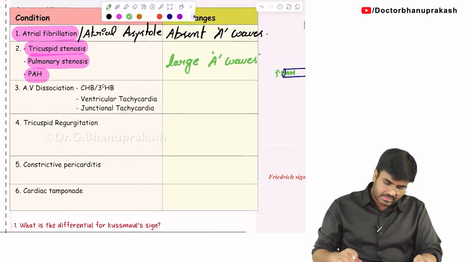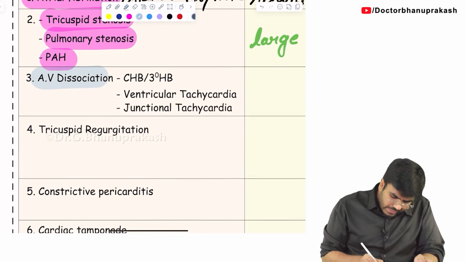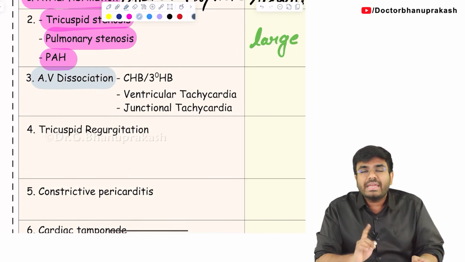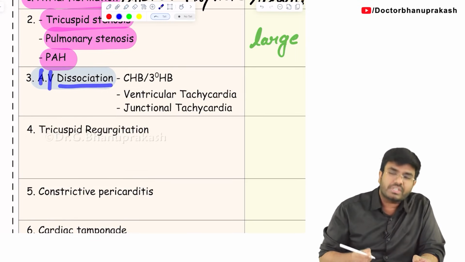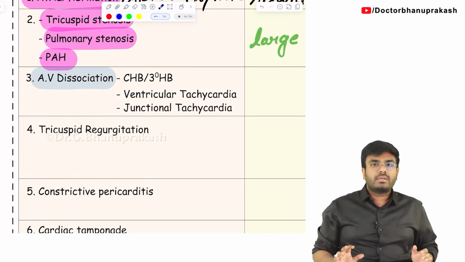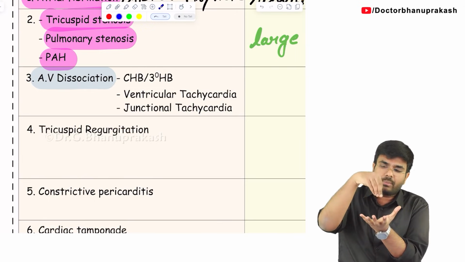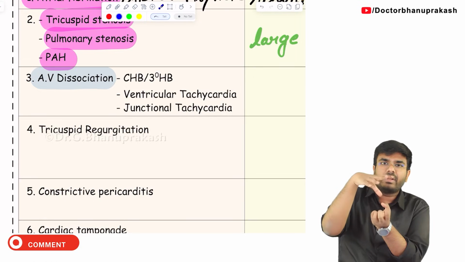Done. Next, after this, look at the next condition that I am going to discuss here: AV dissociation. What does AV dissociation mean? What is the full form? AV dissociation means atrioventricular dissociation. Guys, let me tell you something. Usually how the heart contracts, first atria will contract, the blood will go into the ventricle. Later ventricle will contract. First atrial contraction, later ventricular contraction.